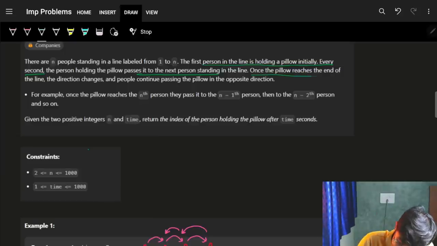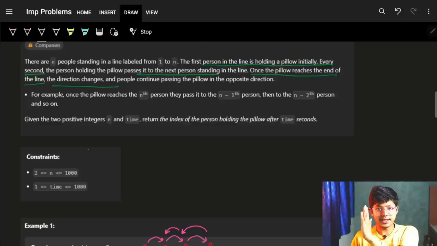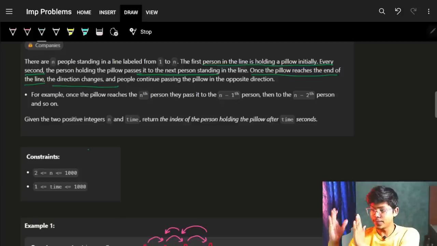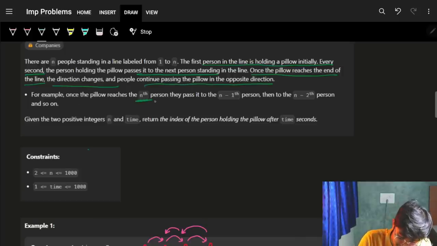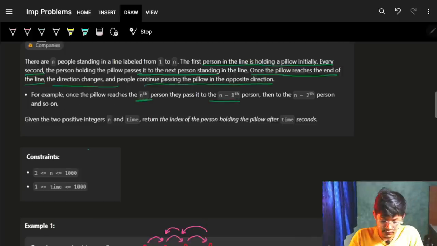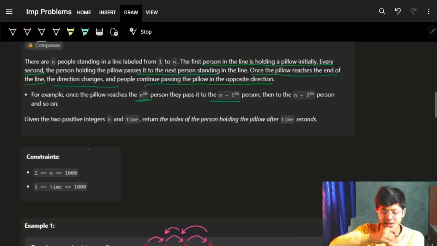Cool. Once the pillow reaches the end of the line, the direction of the pillow changes, which means the pillow is moving like this. As it reaches the end, the pillow will start moving like this. The pillow continues to be passed in the opposite direction. For example, once the pillow reaches the nth person, they start passing to the n minus 1th person.